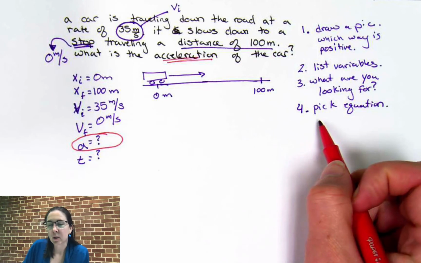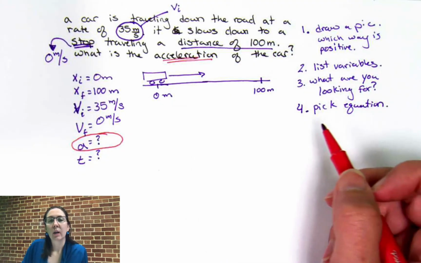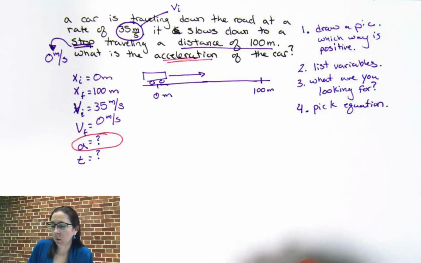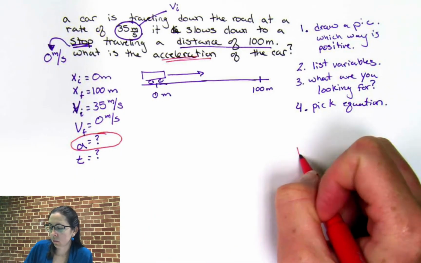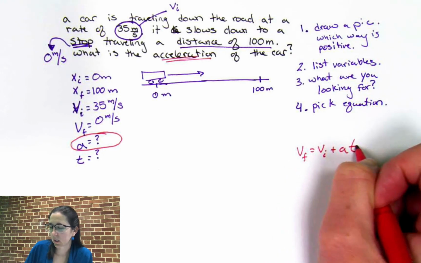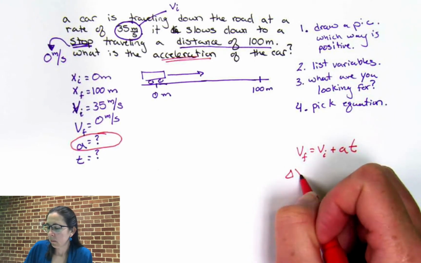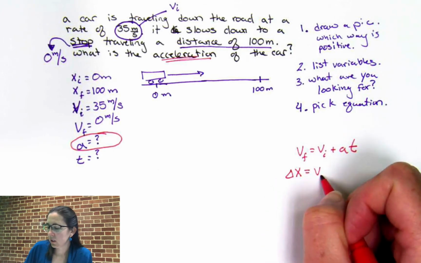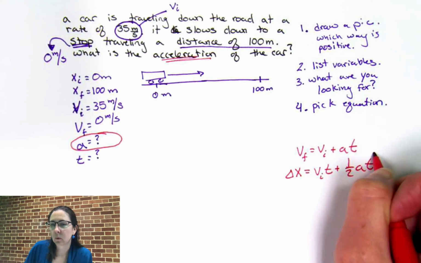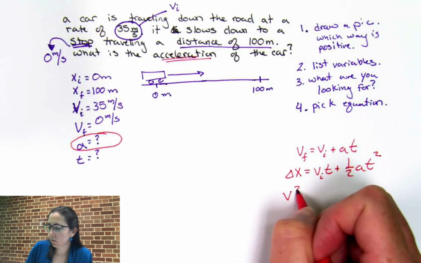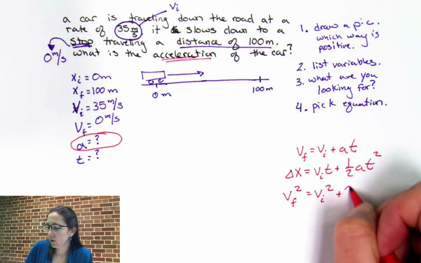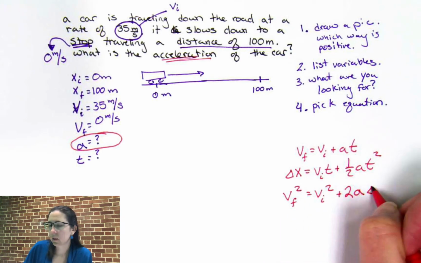And this pick an equation piece. So now you need to go back to those kinematic equations and decide which one's the one that you want to use. So we get this one, velocity final is velocity initial plus acceleration times the time. We get my favorite, change in position is the initial velocity times time plus 1/2 acceleration times time squared. And then you get this crazy one, the final velocity squared is the initial velocity squared plus 2 times the acceleration times the change in position.